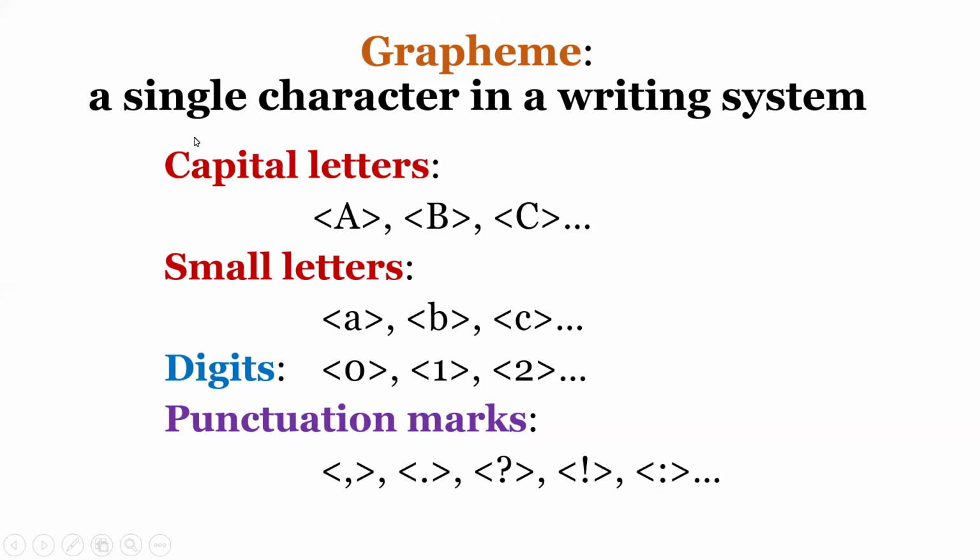Grapheme can be defined as a single character in a writing system, a small unit. So for instance, we have in English capital letters. So A, that is a grapheme. B is a grapheme. Capital C is a grapheme. Small letters, a, b, anything. A single character in a writing system is called grapheme. Even numerals or digits, 1, 2, 3, each one is a grapheme. Even punctuation marks, comma, or full stop, question mark, each one is a grapheme.